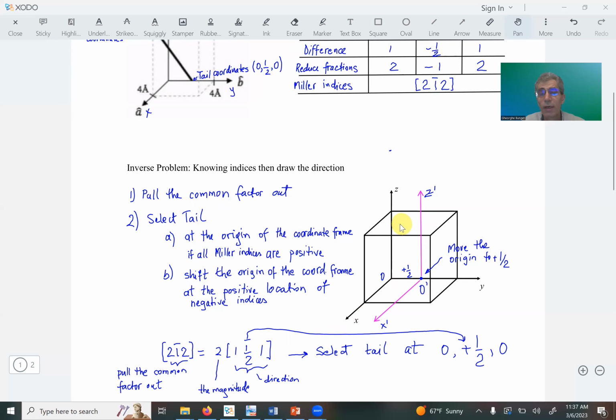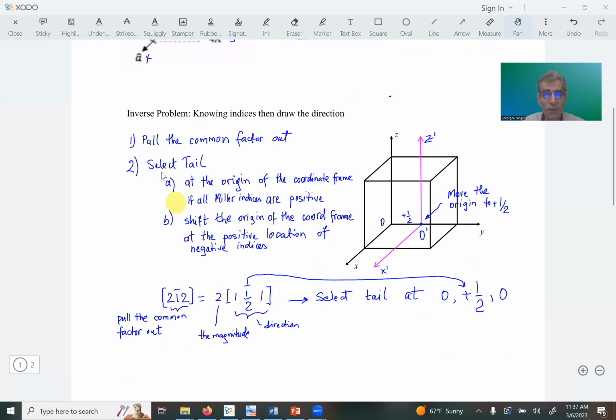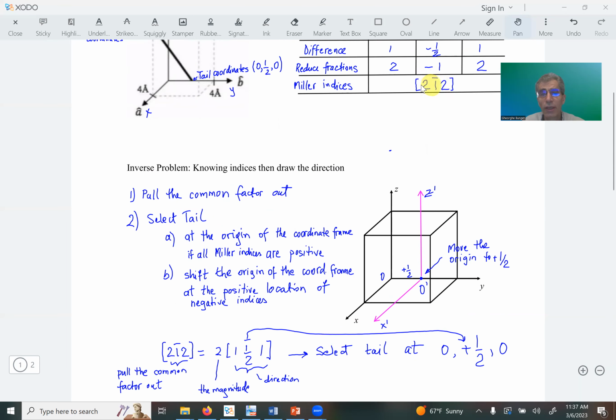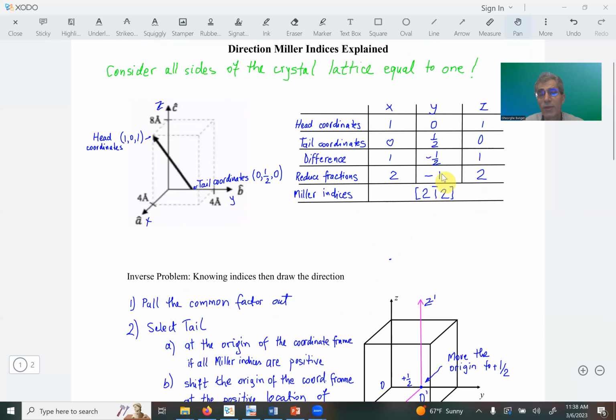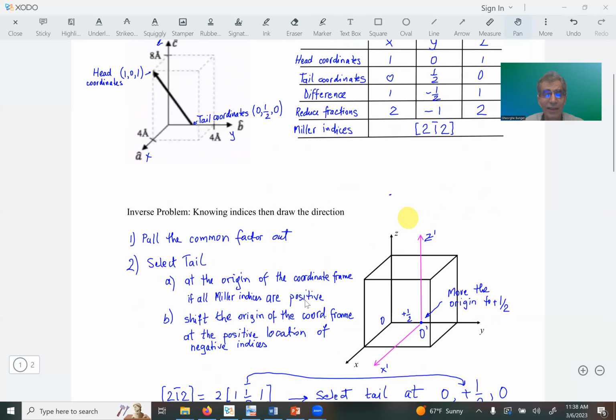So to keep everything in one crystal lattice, we follow this procedure. In this case, we have a common factor because everything is beyond 1, beyond unity. So we pull that common factor out, in front of the parentheses, which is basically the magnitude of the vector, and the direction of the vector is in here. After we pull it out, it's the inverse problem, basically. That's what we are doing in this case.